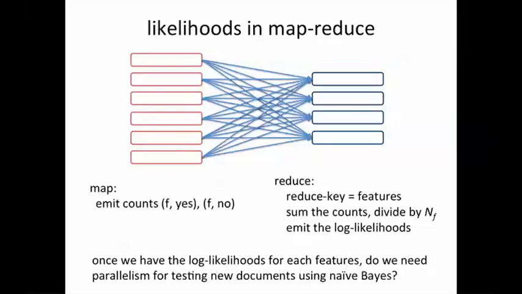Notice that once we have the log likelihoods for each feature, do we really need parallelism for testing new documents or new objects using the naive Bayes classifier? Think about it. Is that computation really that large as to require parallel computing?